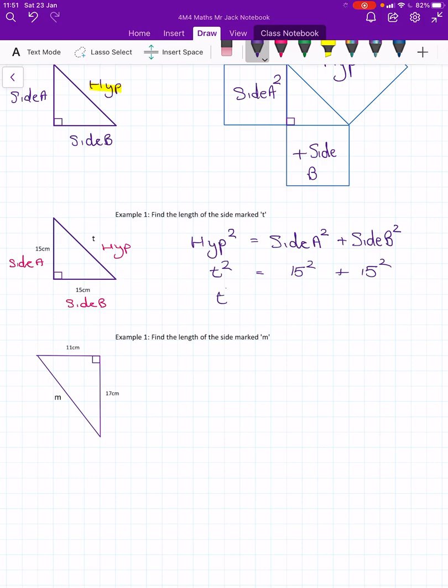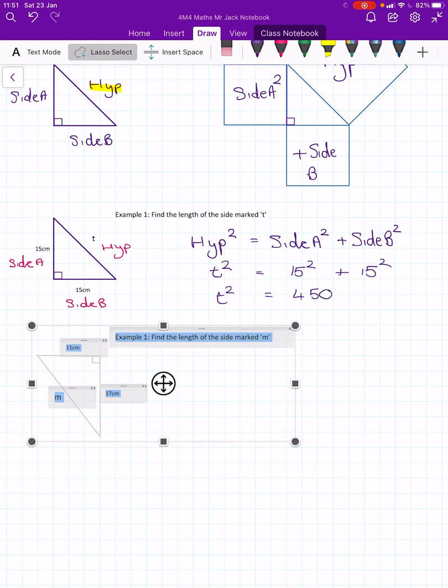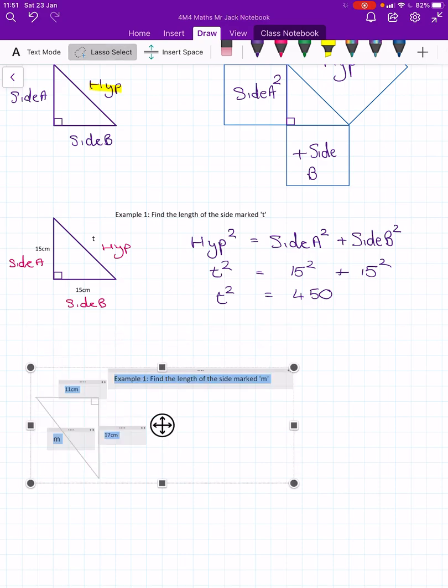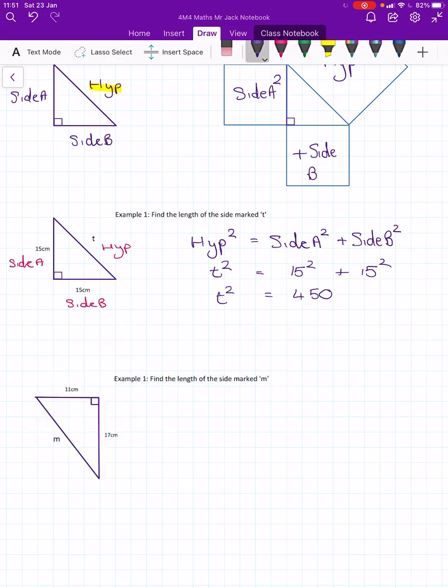So t squared is equal to, let your calculator do the work for you, and you will discover that 15 squared plus 15 squared is 450. Now, the next thing you should be asking yourself: I don't want t squared, do I? No, I do not. I want t on its own, so I have to take the square root of 450.